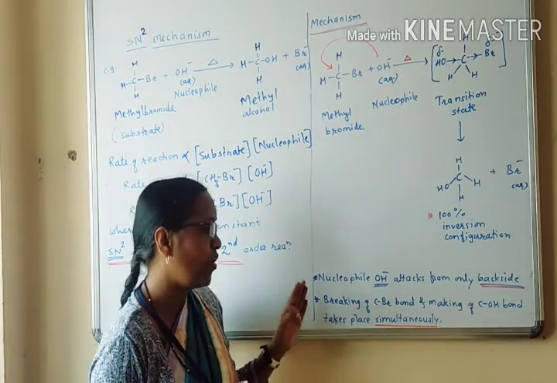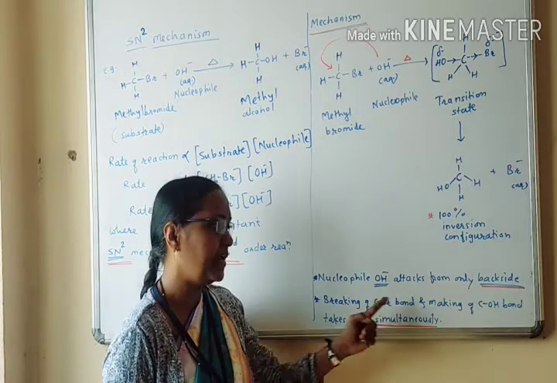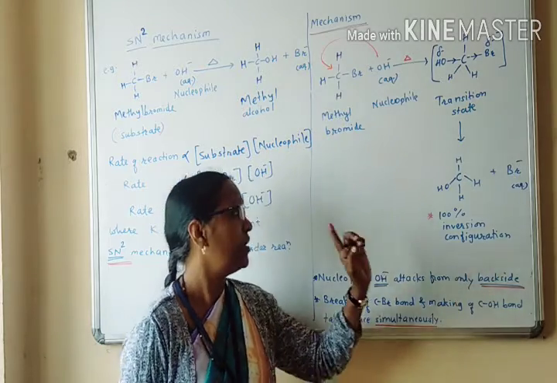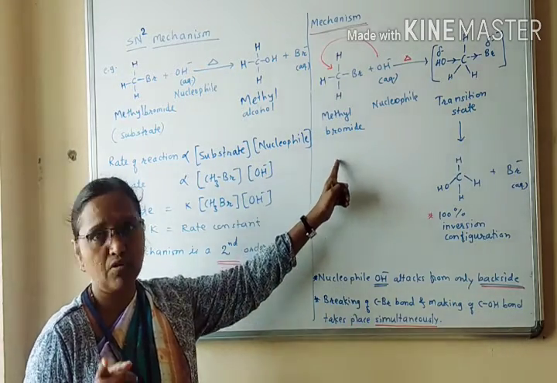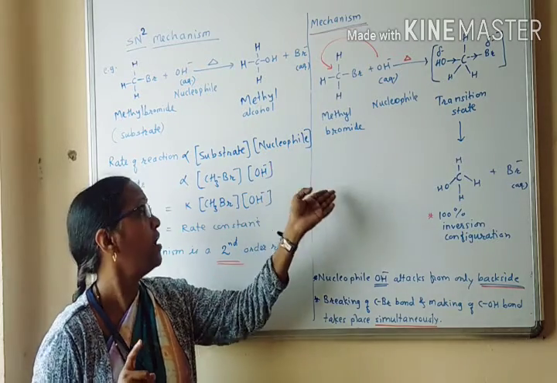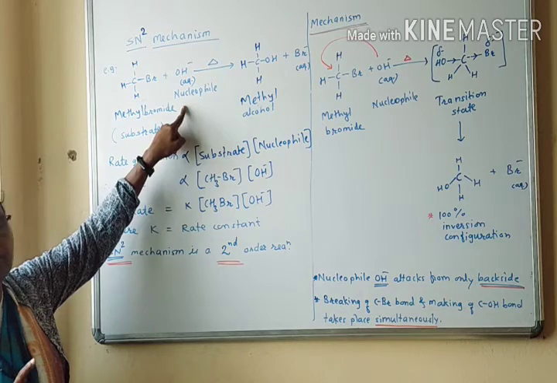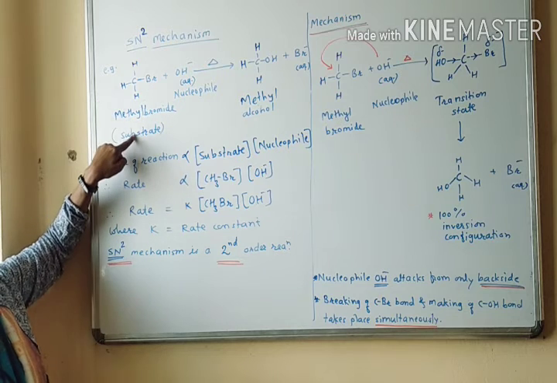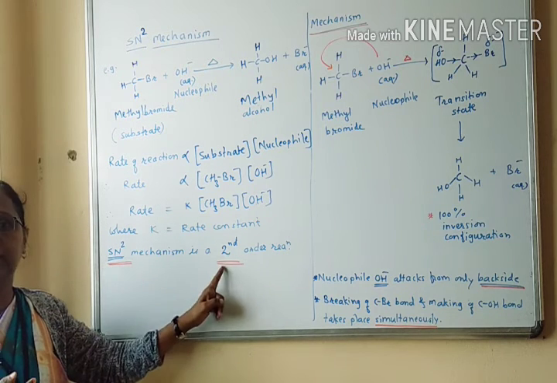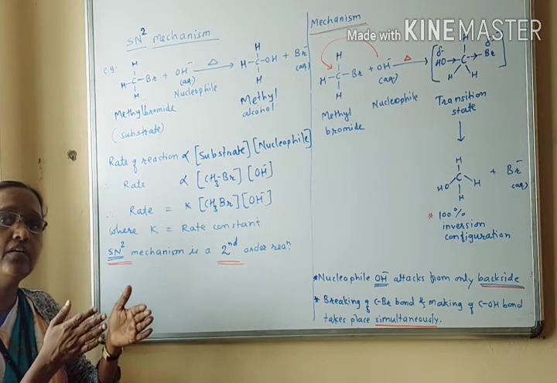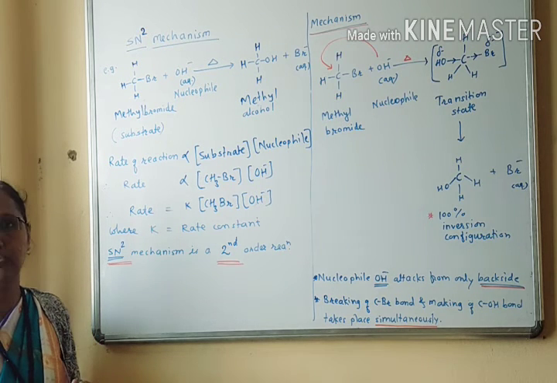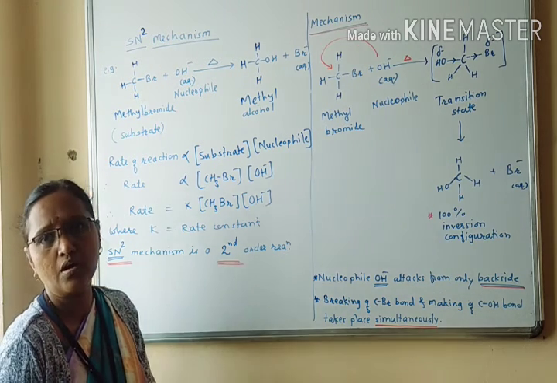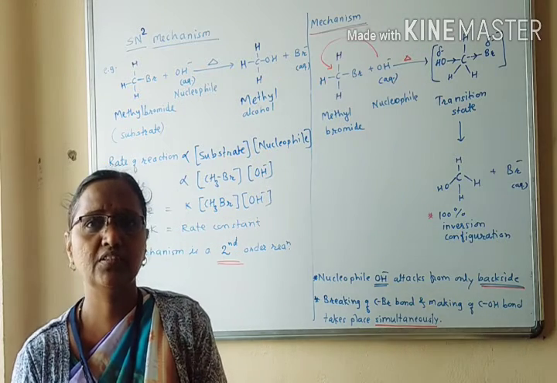Some points are opposite. Breaking and making happen simultaneously. The nucleophile attacks only from the backside. The reaction completes in one step, so it has one transition state. A nucleophile is required. The solvent must be polar, the substrate must be a primary alkyl halide, and the SN2 mechanism is a second order reaction. These are the differences between the SN1 and SN2 mechanisms. You can write them properly for SN1 also and SN2 also. Thank you very much for watching this video.